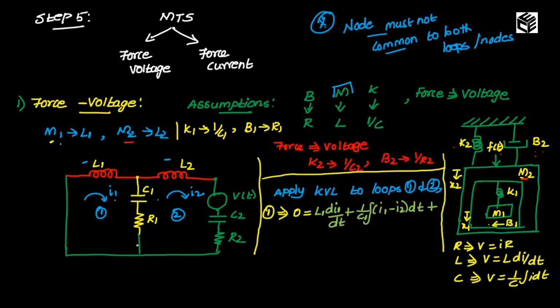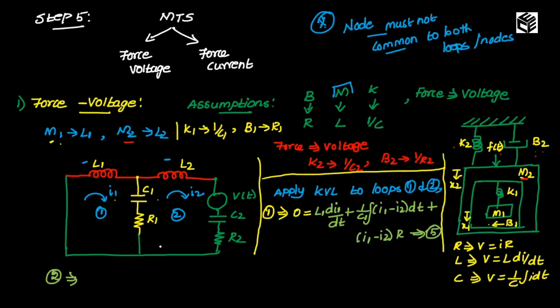Okay, plus, what is my third term? R1. R1 is also common to 1 and 2. So what is the formula for R voltage? V is equal to IR. So I1 minus I2 into R. Okay. I'm going to take this as equation number 5.